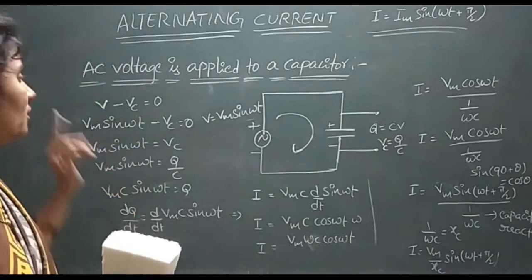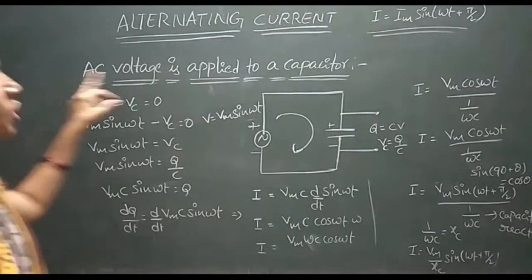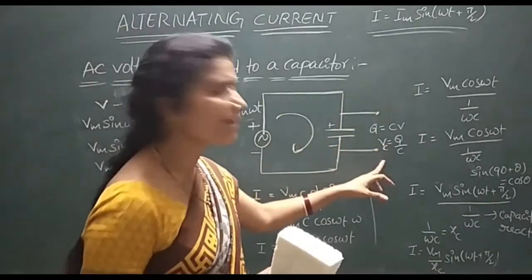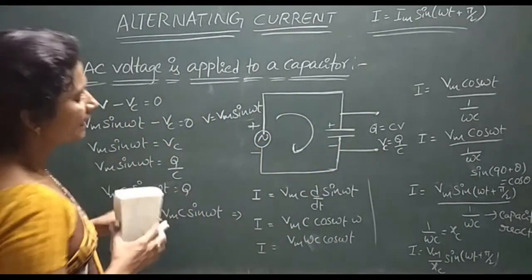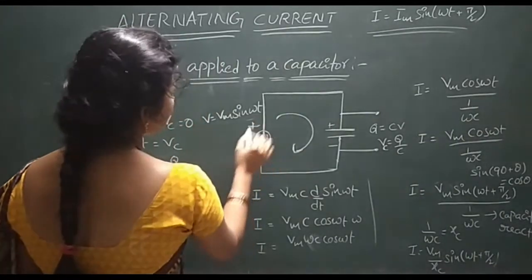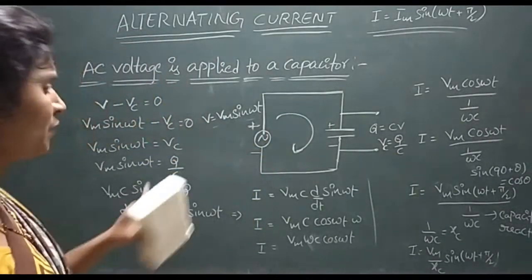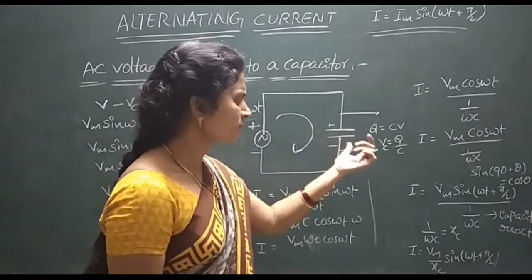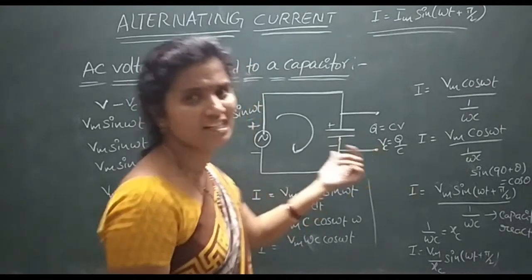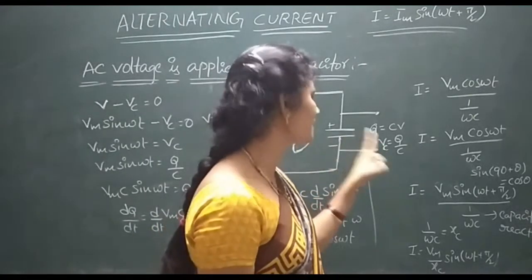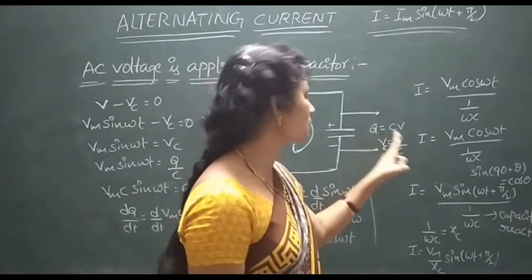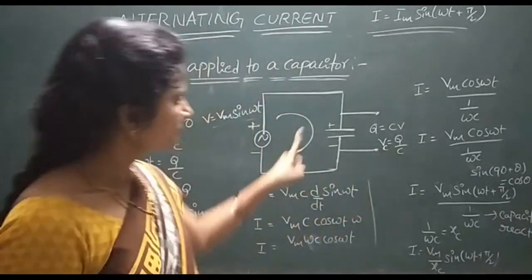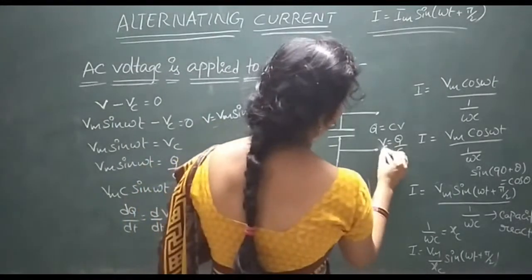From that equation. So, next one is AC voltage applied to a capacitor. Whenever the AC voltage is applied to a capacitor, then what will happen? Here, this is the AC voltage, so V is equal to Vm sin omega t, and this is the capacitance. The potential drop across the capacitor is VC. From Q equals CV, VC is nothing but the voltage drop across the capacitor.